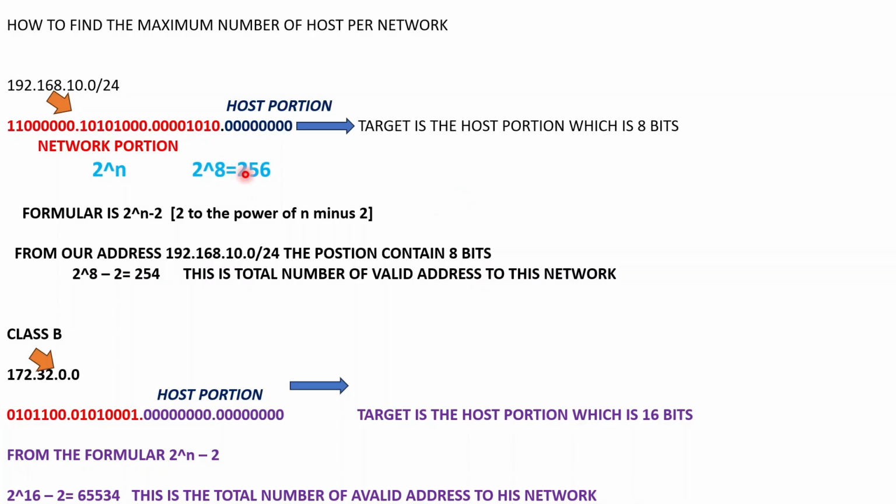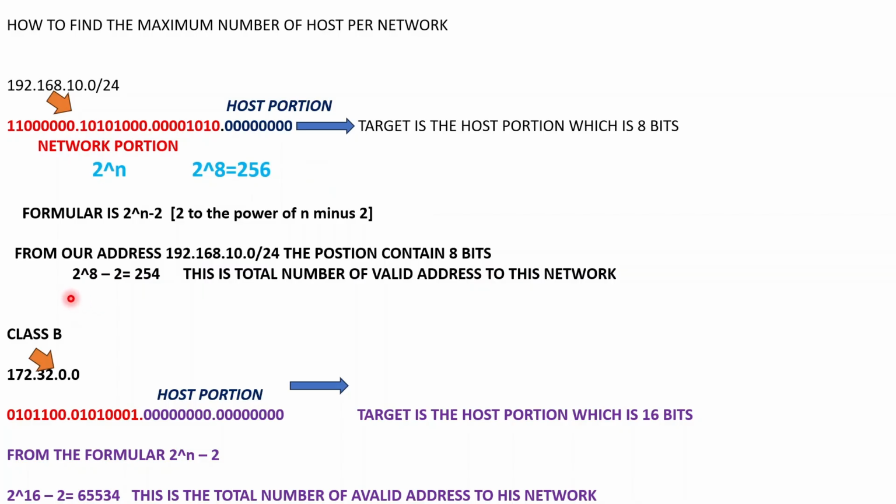But this is not enough. Why is it not enough? Because we have calculated the total number of all addresses, including the network address and the broadcast address. And as we have said before, the network address and the broadcast address cannot be assigned to any network device. So we are supposed to exclude them. Now the formula becomes 2 to the power of n minus 2. This 2 represents the network and broadcast address, which we are going to exclude.